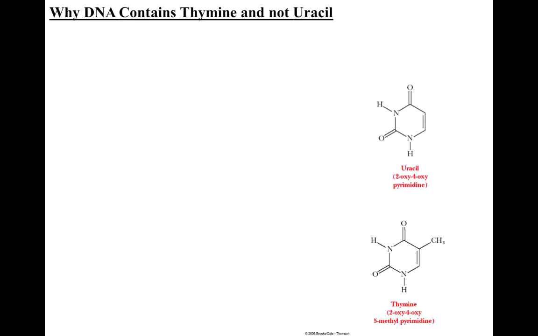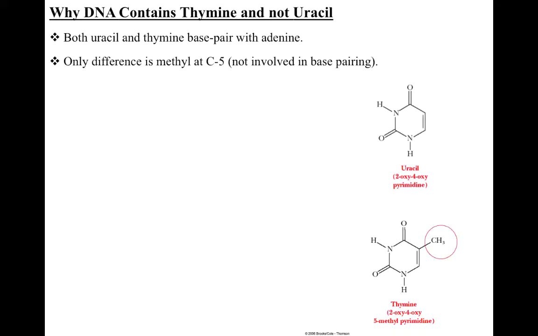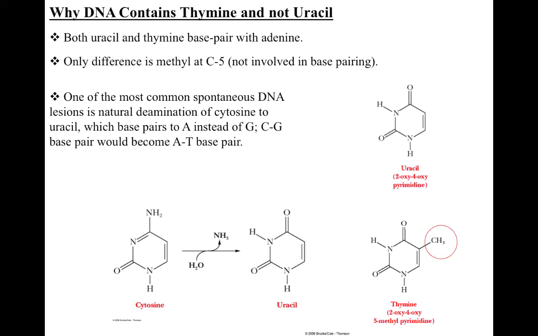Now you might wonder, why is it that DNA contains thymine and not uracil? Recall that DNA has thymine and RNA has uracil, and both uracil and thymine can base pair with adenine. The only difference between uracil and thymine is the fact that thymine has a methyl group attached to carbon 5 of the pyrimidine ring. One of the most common spontaneous DNA lesions is the natural deamination of cytosine to uracil.